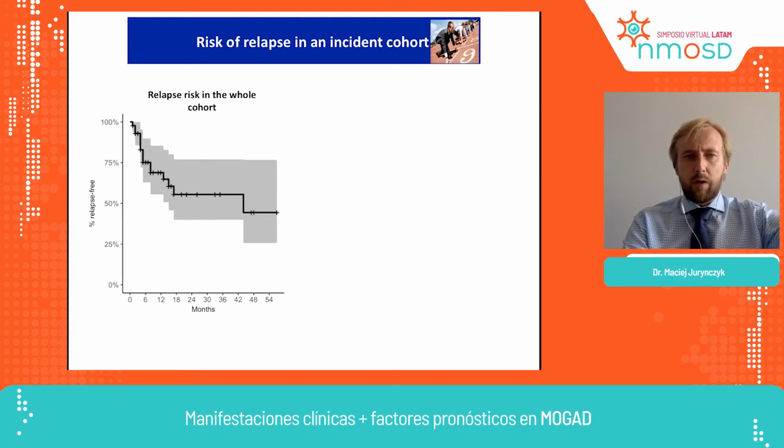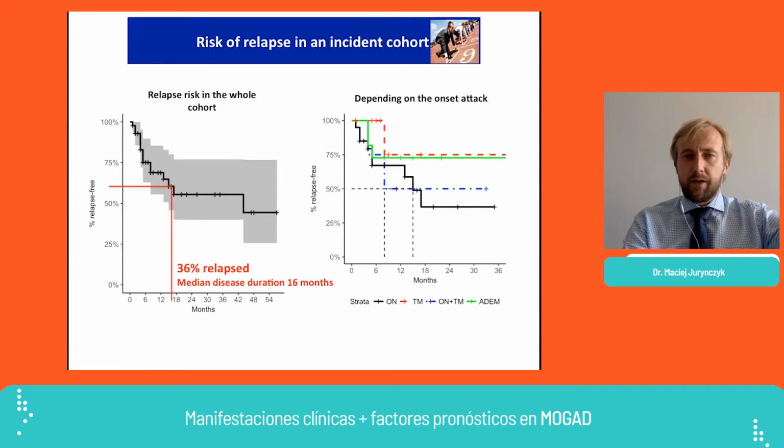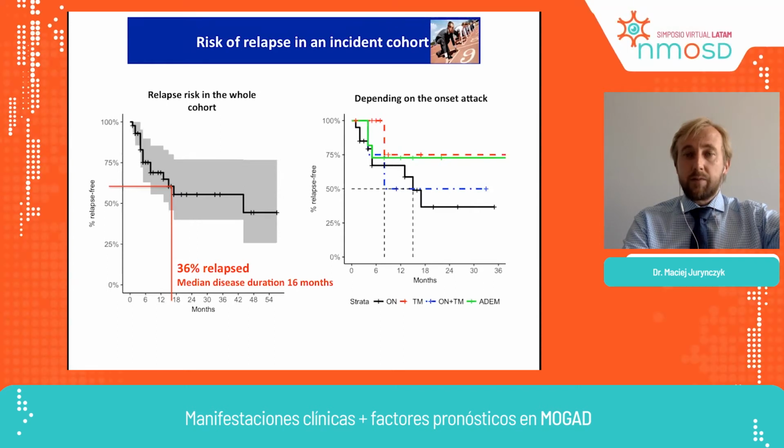And at last follow-up, 36% of patients relapsed. We wanted to look whether this relapse risk will differ depending on different onset phenotypes, and we found out that patients who present with optic neuritis with or without transverse myelitis are more likely to relapse than patients who present with ADEM or transverse myelitis. Another interesting observation was that the second attack of MOGAD is usually optic neuritis.